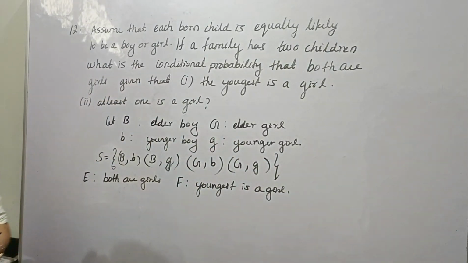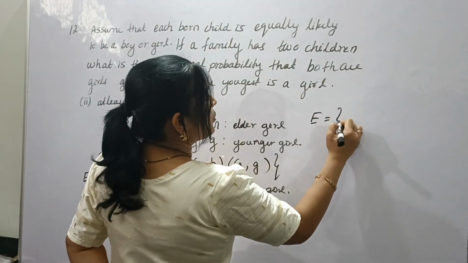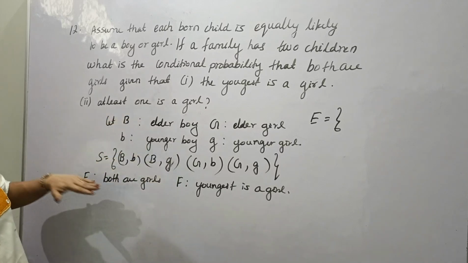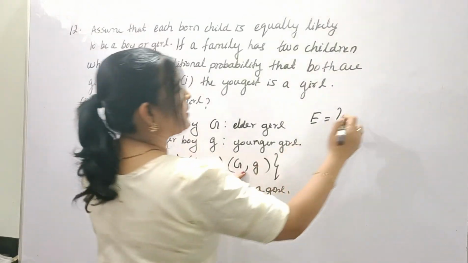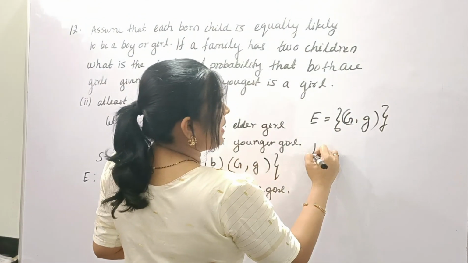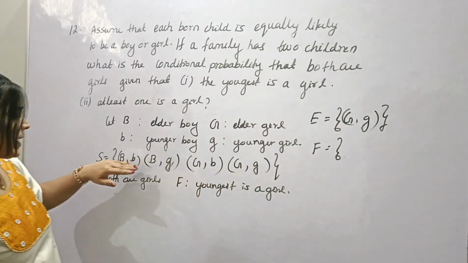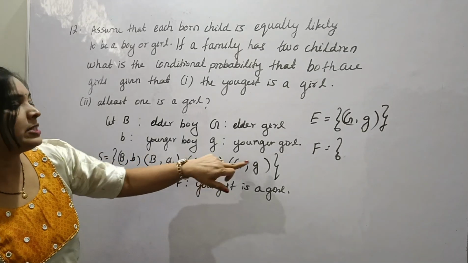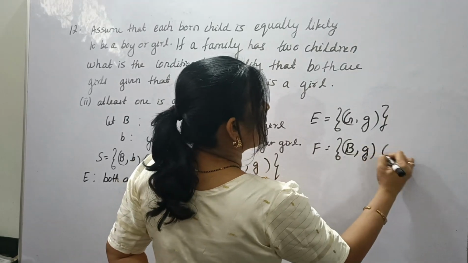Now let's write the possible outcomes of E and F. So E is equal to, what is E? E is the event, both are girls, meaning only one element, that is capital G, small g, right? Next, F is the event, youngest is a girl. So youngest is a girl means capital B, small g, and capital G, small g, right? That is boy, girl, then girl, girl.